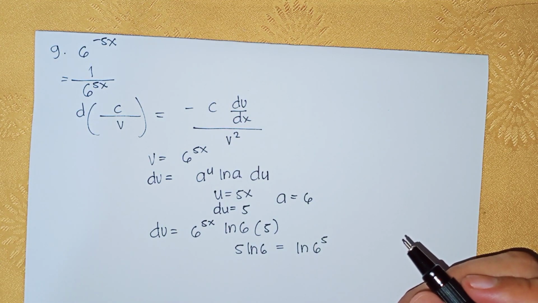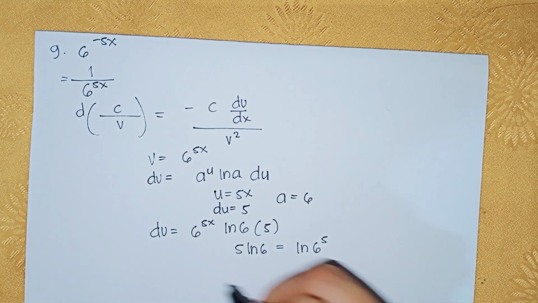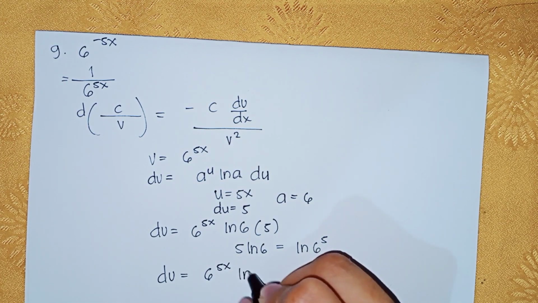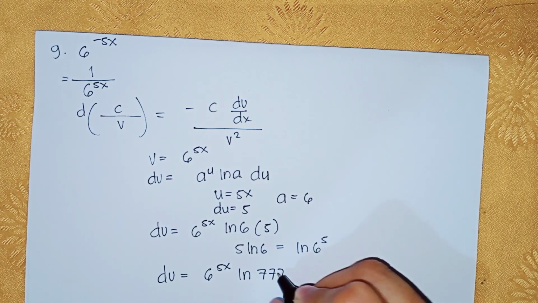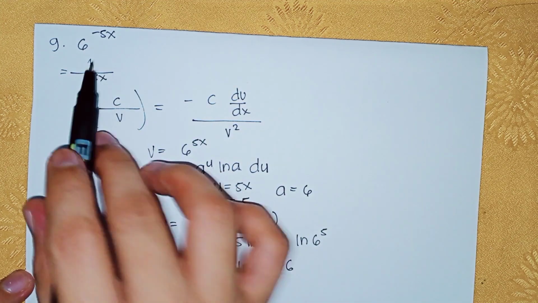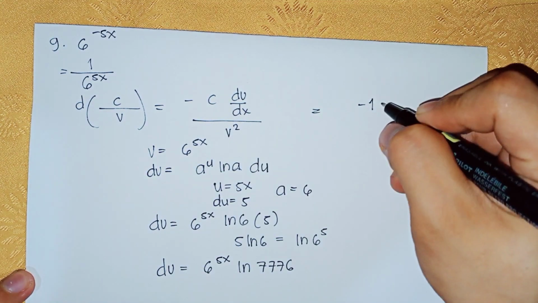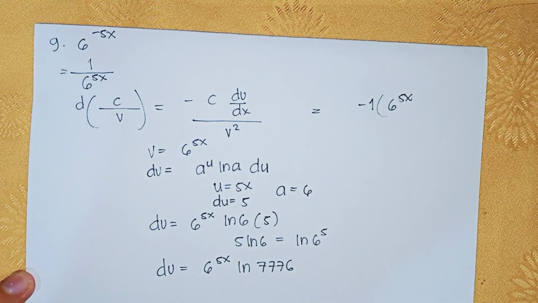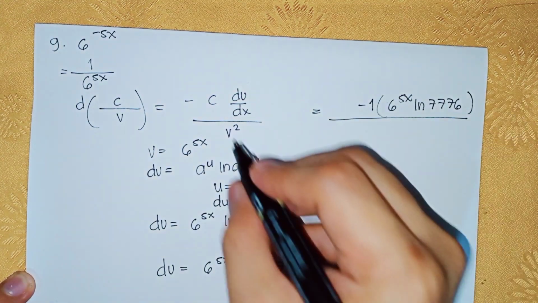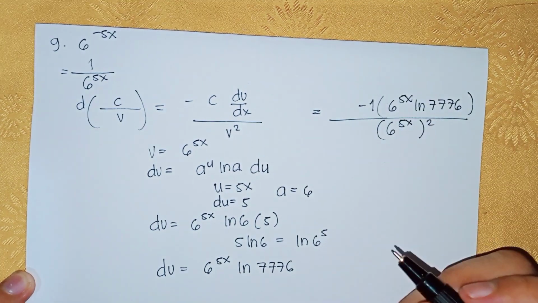So, 6 raised to 5, saan equal yon? Sa 7,776. So, ang dv natin dito ay 6 raised to 5x ln 7,776. Okay? So, ano yung magiging final answer natin dito? Yung constant natin, yung 1, di ba? So, ang final answer natin ay negative 1. So, ang dv over dx natin ito, times 6 raised to 5x times ln 7,776 over. So, ang v squared natin ito. So, 6 raised to 5x squared, no?